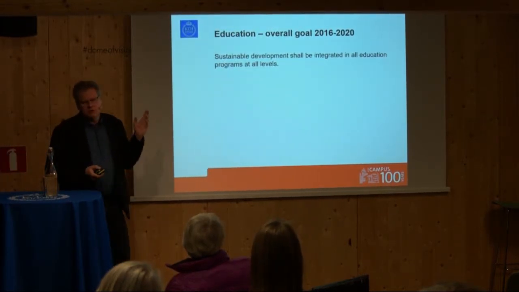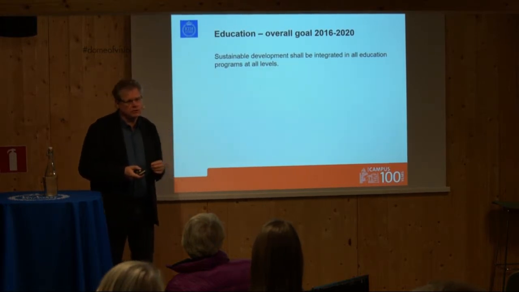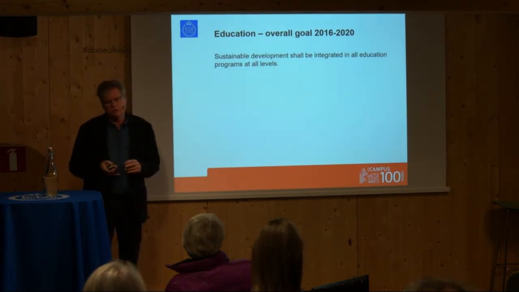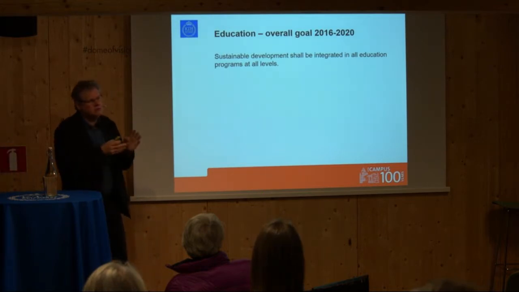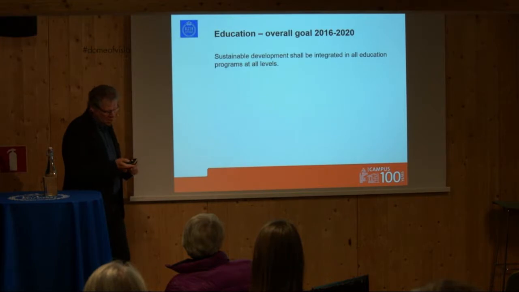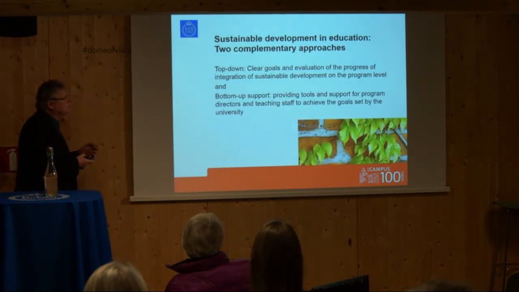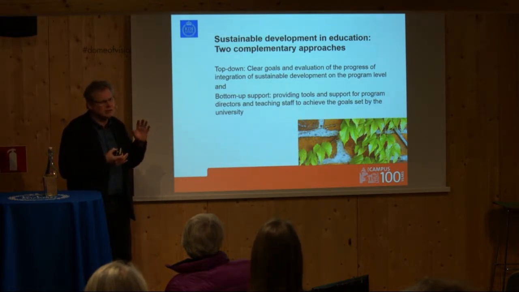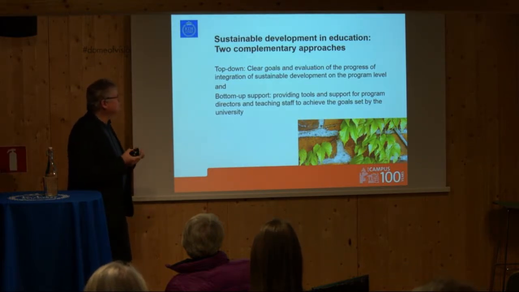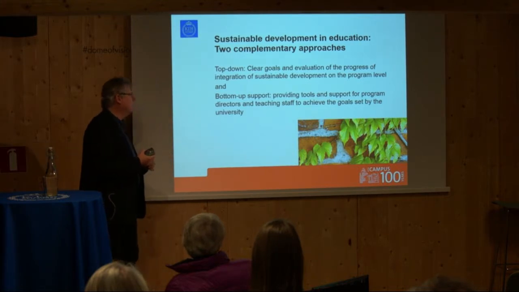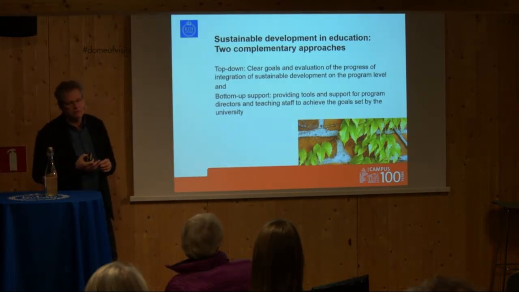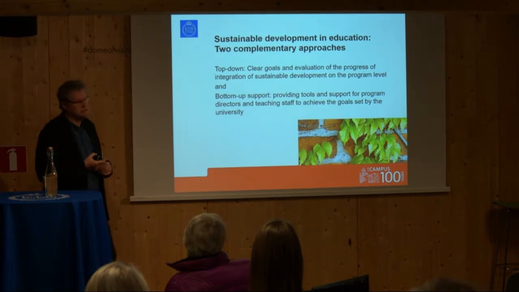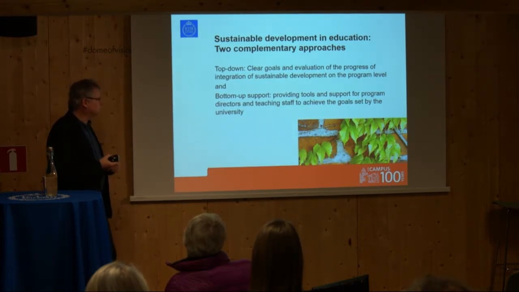So education is, of course, a key area for us. So I'll talk a little bit about what we're doing in the area of education. Our goal is that sustainable development shall be integrated in all educational programs at all levels. So we're working on bachelor level, master level, and also PhD levels. So what are we doing? Well, we have developed two complementary approaches, one top-down and one bottom-up. The top-down is to have clear targets, clear goals, and we're continuously evaluating the progress of integration of sustainable development on the program level. And the second approach, bottom-up support, is that we're providing tools and support for program directors and teaching staff to achieve the goals.